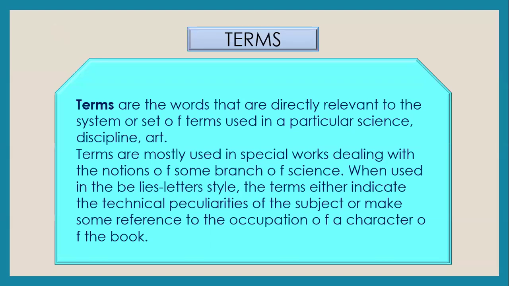Terms. If we speak about terms, terms are words that are directly relevant to the system of a particular science, discipline or art. Terms are mostly used in special works dealing with the notions of some branch of science. When used in belles-lettres style, the terms either indicate the technical peculiarities of the subject or make some reference to the occupation of a character in the book.